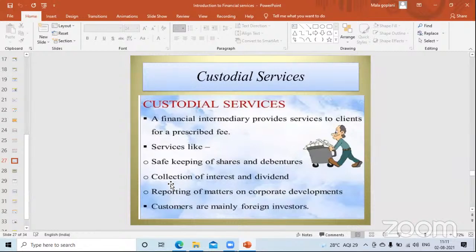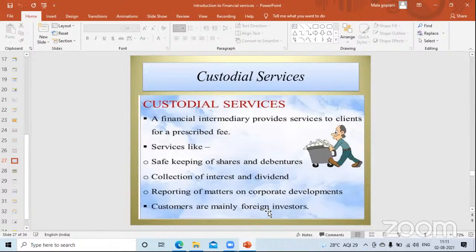Financial intermediary will do it for you. They will collect interest and dividend charges and put it in your account. Okay. Reporting on the matters of corporate development means if your corporate company is developing, how far it has been developing, what product is going in the market, what is the competitor's product, what are the competitors' pricing strategies. So these are the things wherein he will search and he will report the same to the shareholders of the company. Okay. So mainly here for the custodial services, mainly the customers are foreign investors.